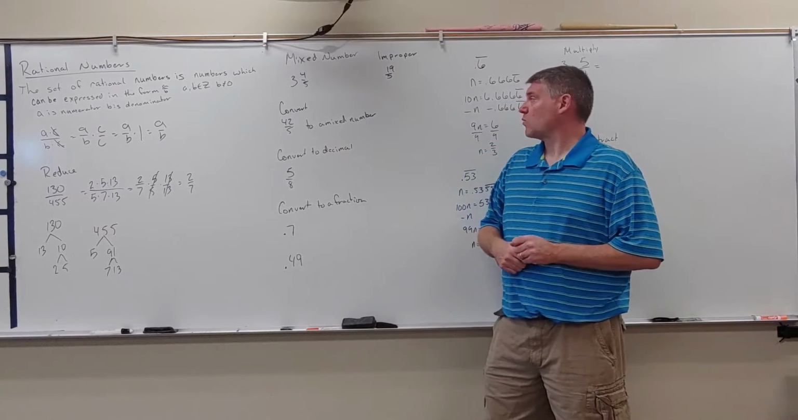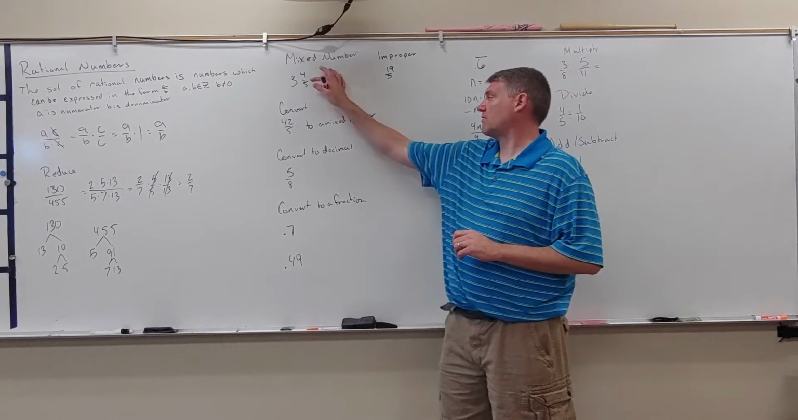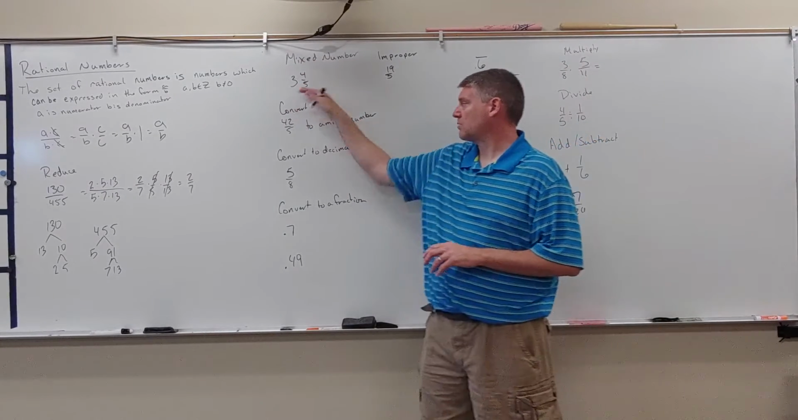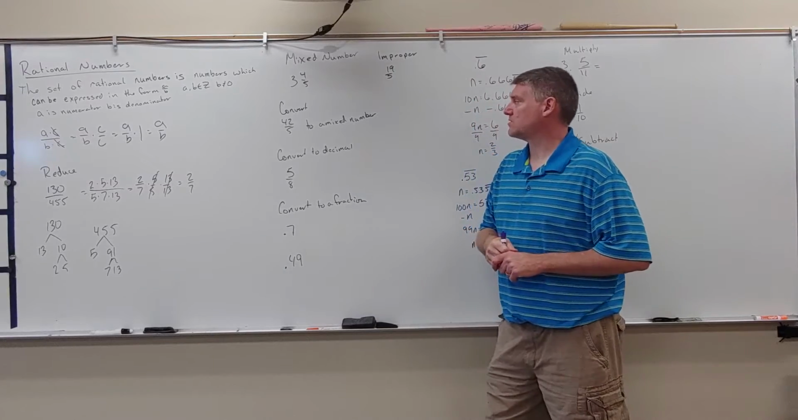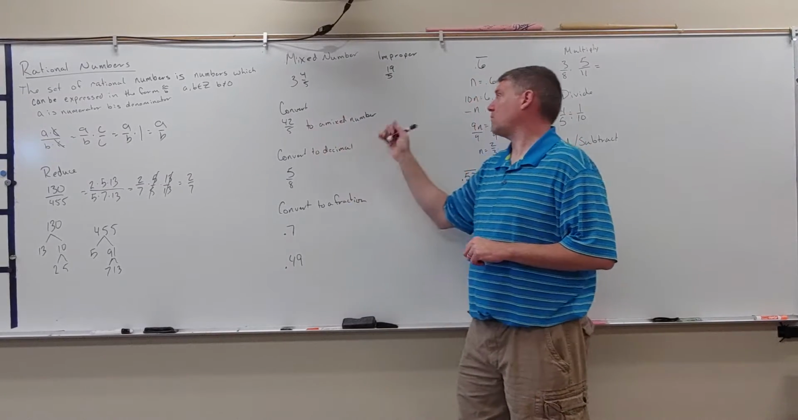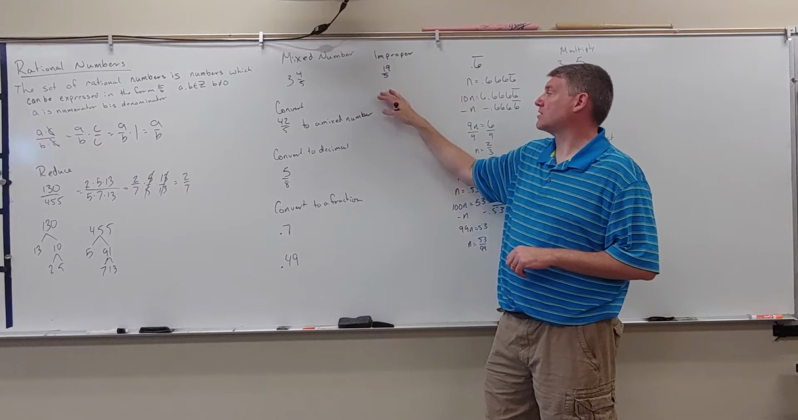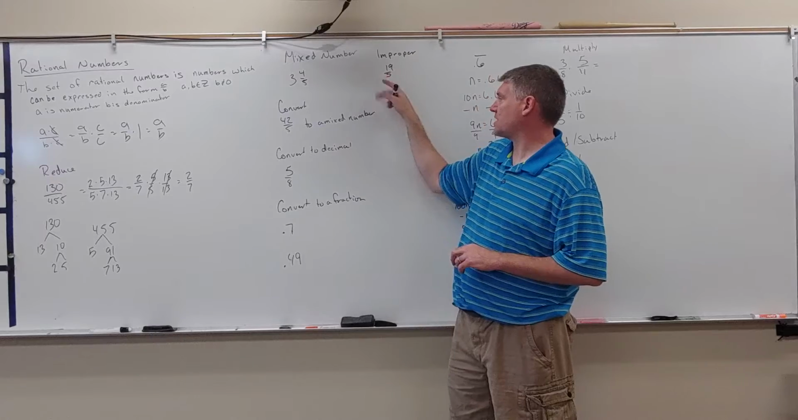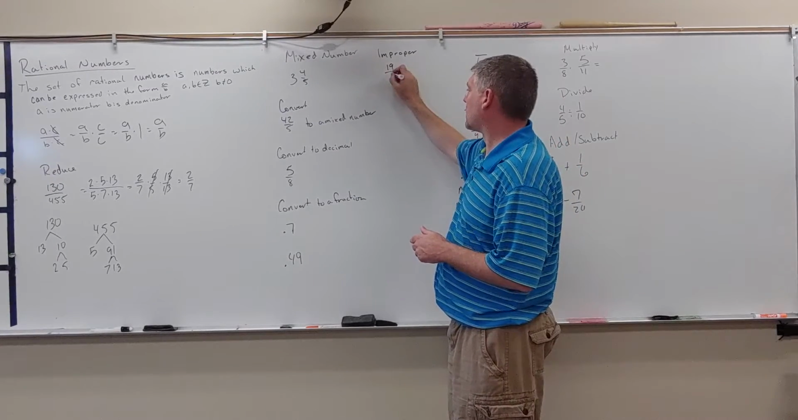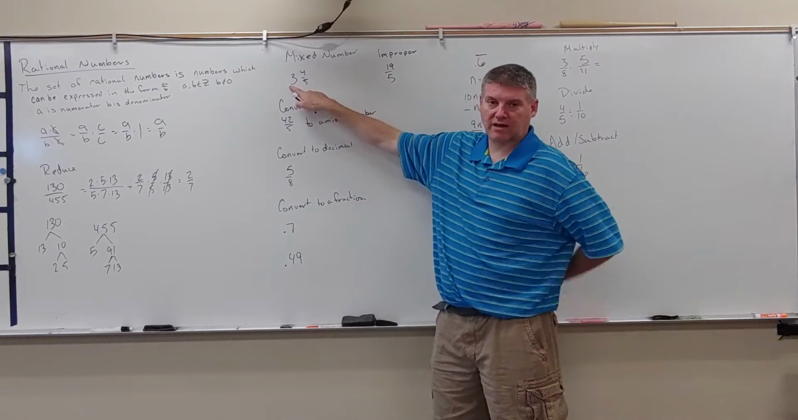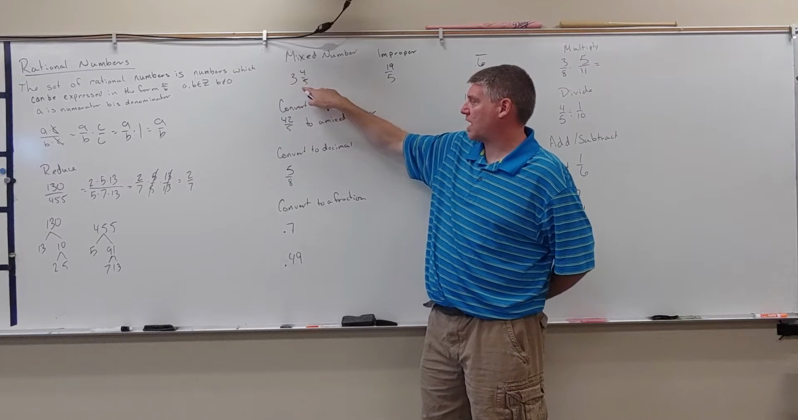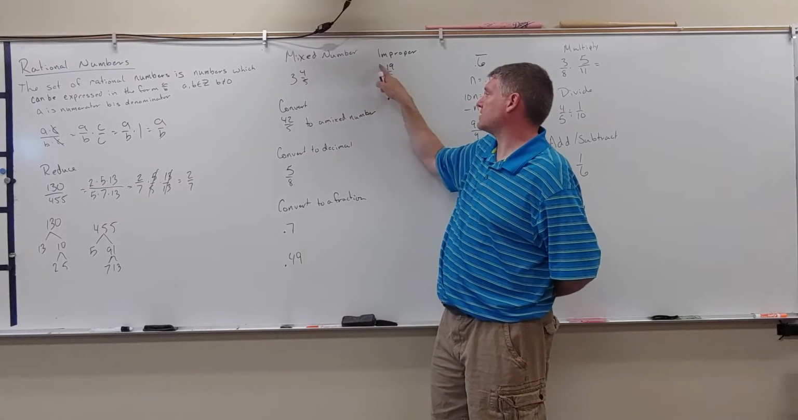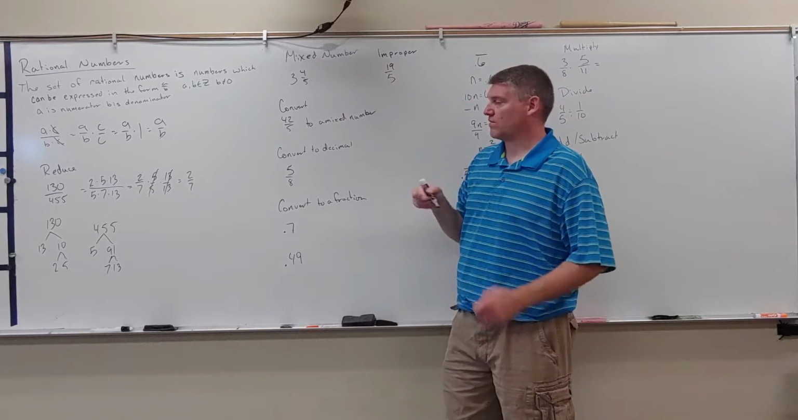So we have two types of numbers here in our fractions. We have a mixed number, which is a whole number or an integer plus a fraction. So this is 3 4/5, and we could write that as an improper fraction. So to do that, to get this to be an improper fraction, I'm going to take and multiply my integer by my denominator. So 3 times 5 is 15. 15 plus 4 is 19. So this becomes 19 over 5.